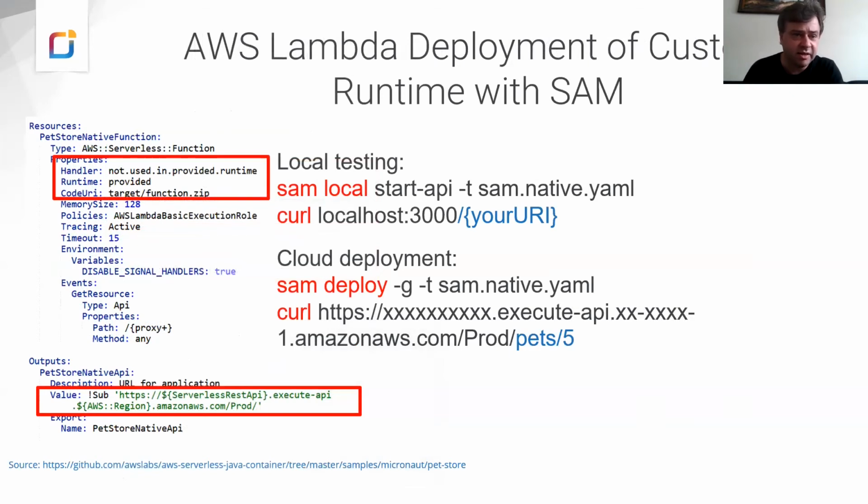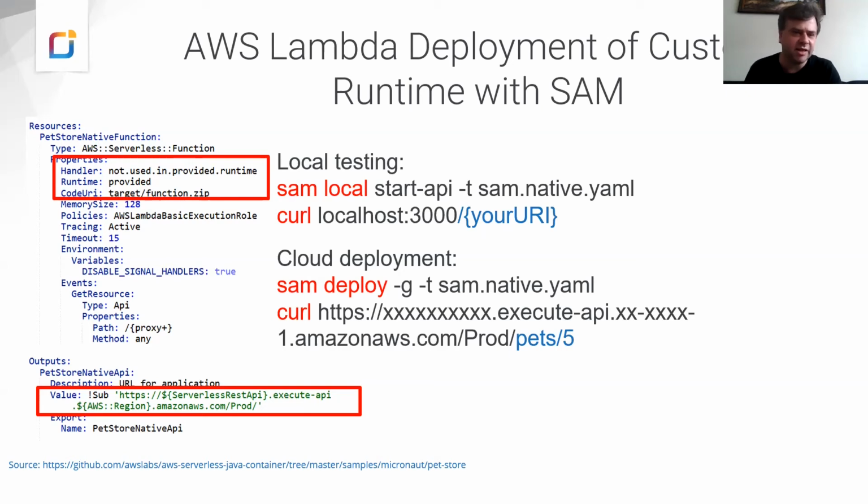So you see here, this is the function zip. This is the native image, which will be in the target folder after running Maven. I say runtime is provided. Handler is not used. It will be automatically determined. And I also need API Gateway, where the URL will be generated if you first deploy the template with SAM deploy. And in the end, you will see the output of the API Gateway HTTP URL.